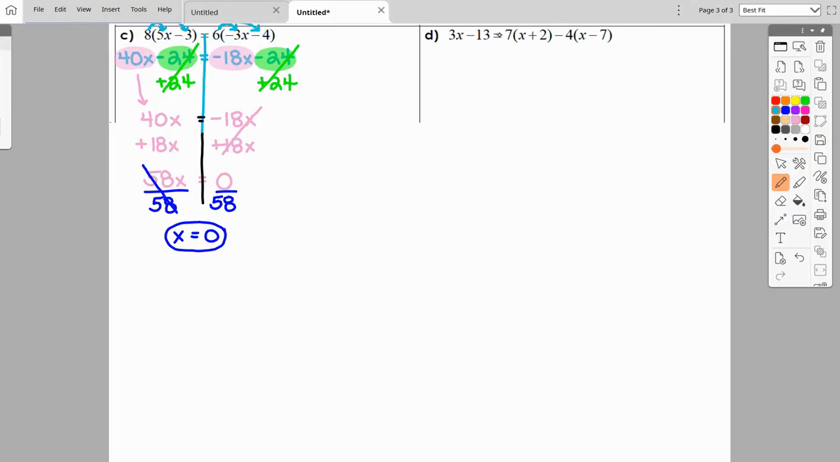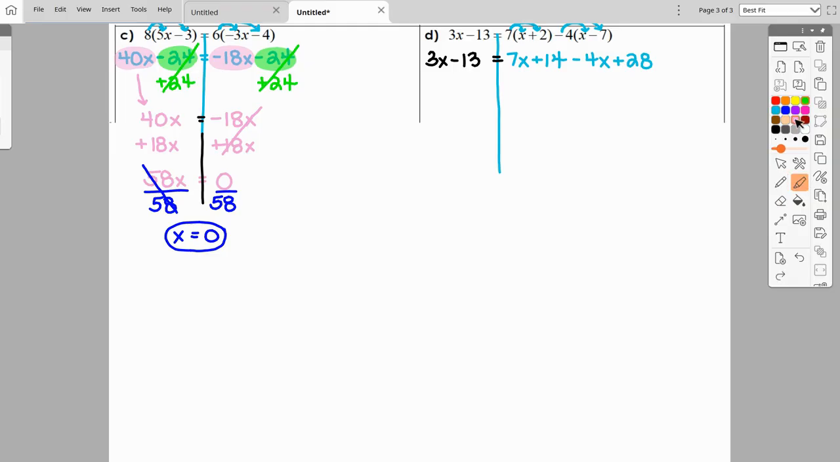Next problem here, again, going to start with distribution. I will just bring down the left side, 3x minus 13, as it didn't have parentheses, and I'll leave it as is for now. But the right side, I've got to distribute twice. 7 must get multiplied to the x and plus 2 inside, making it 7x plus 14. The 4, take the negative with it, has to go to both x and negative 7 inside those parentheses. By multiplication, I get negative 4x plus 28.